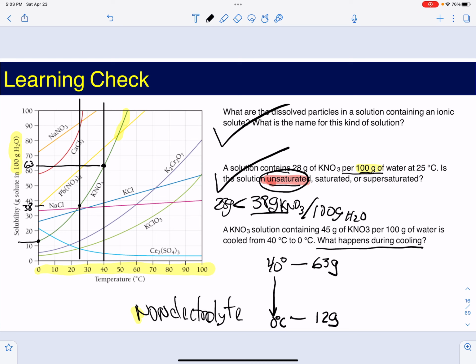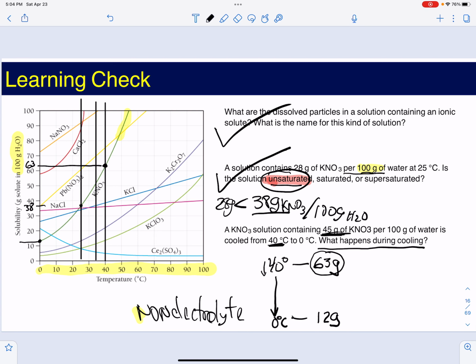So if I have a solution that contains 45 grams of KNO3 at 40 degrees Celsius, that will be an unsaturated solution because I can dissolve up to 63. So it's going to go from 40, I'm going to go down to 39 probably. At 35, let's see what happens. At 35, I can dissolve only about 50 something. I have 45, so at 35 nothing happens, no change.